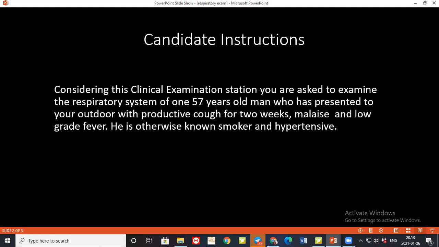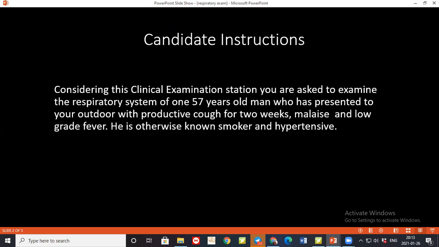tapping the chest. I'll percuss the supraclavicular, infraclavicular, chest wall, and axilla. I'll compare on both sides to look for the presence of any resonance, dullness or hyperresonance. And after that, I'll auscultate the chest from the front.